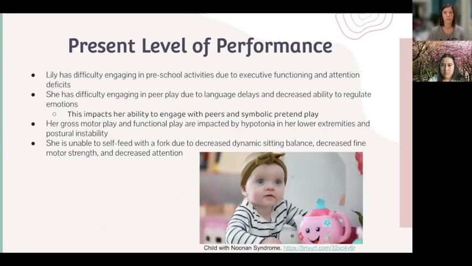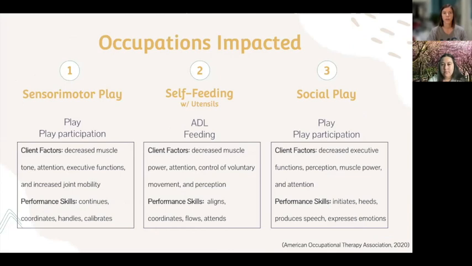So in regards to her present level of performance, these are some functional problem statements, and all the things I've mentioned are impacting preschool activities, peer play, functional play, and self-feeding with a fork. So the 3 occupations that we'll be covering in our interventions are sensory motor play, self-feeding with a fork or utensils, and social play. And here you can see the client factors and performance skills impacted.